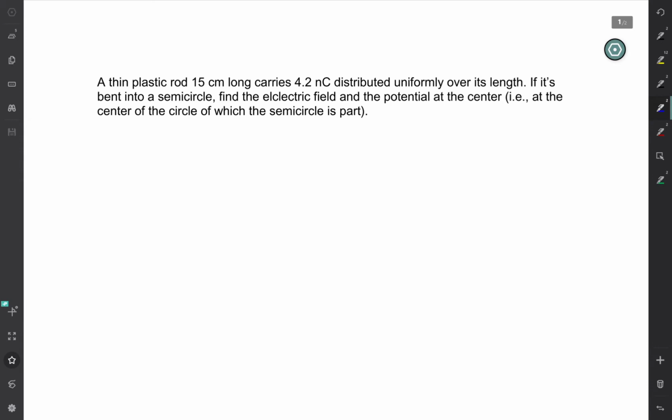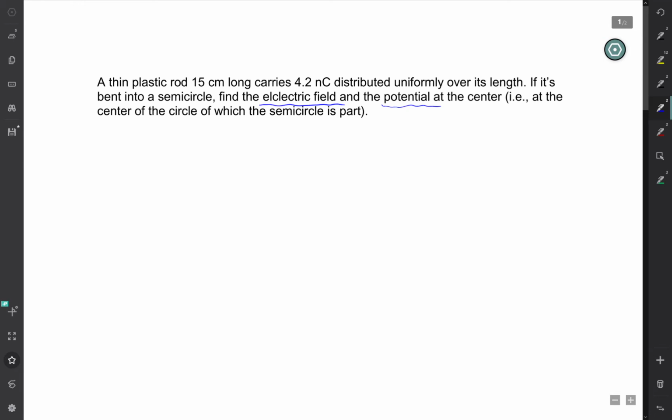A thin plastic rod that is 15 centimeters long carries 4.2 nanocoulomb charge. It is bent into a semicircle, and you're asking for the electric field and electric potential at the center of that semicircle. So let's draw the semicircle in here. I have a rod, but I turn it into a semicircle. So this is my semicircle, and I'm going to draw my X and my Y axis in here.